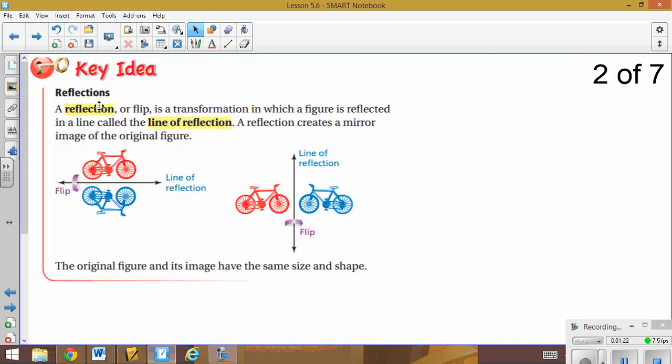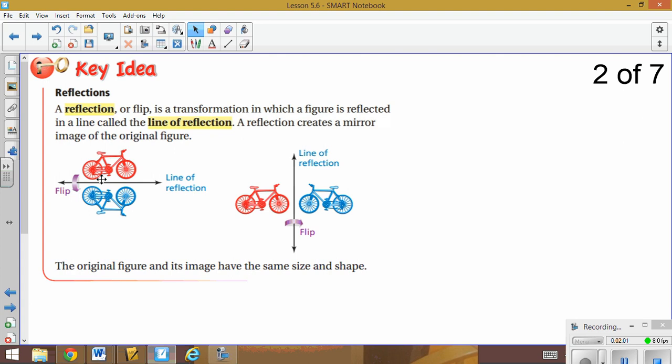Okay, a reflection or a flip is a transformation in which a figure is reflected on a line called the line of reflection. So if I'm flipping it left to right, I'm flipping it along the line of reflection. And if I take a look at this here on the right, I'm flipping it from left to right. The line going up and down is called the line of reflection. The original figure and its image have the same shape and same size. So the only thing that's changing is how I'm moving it.